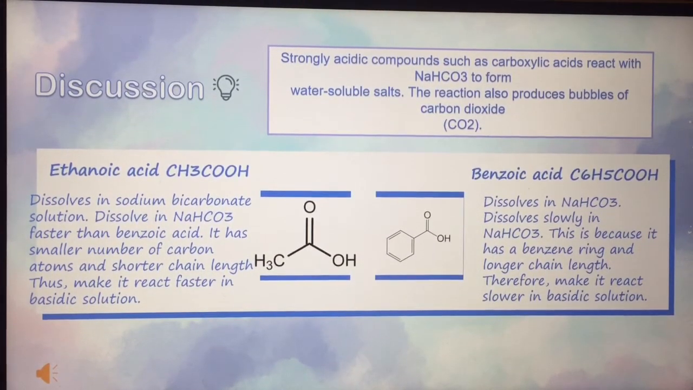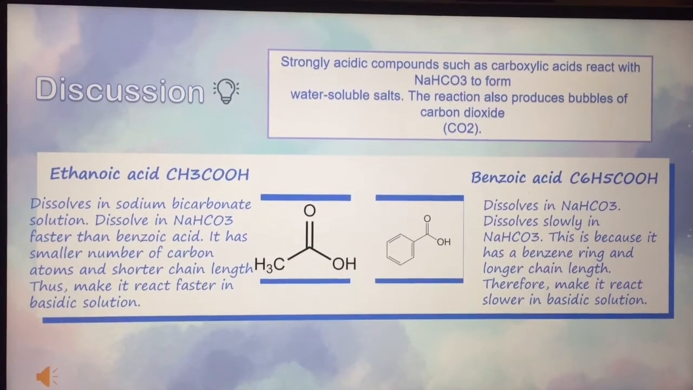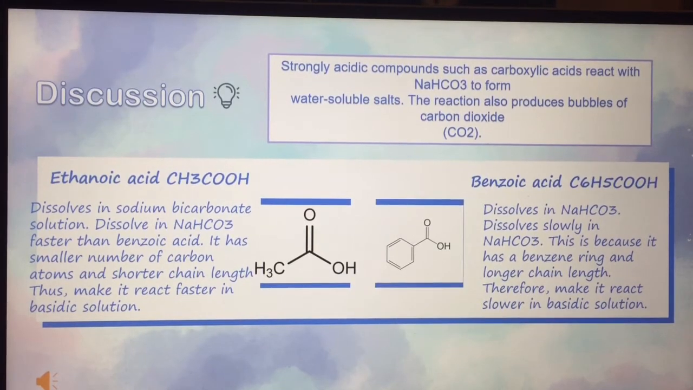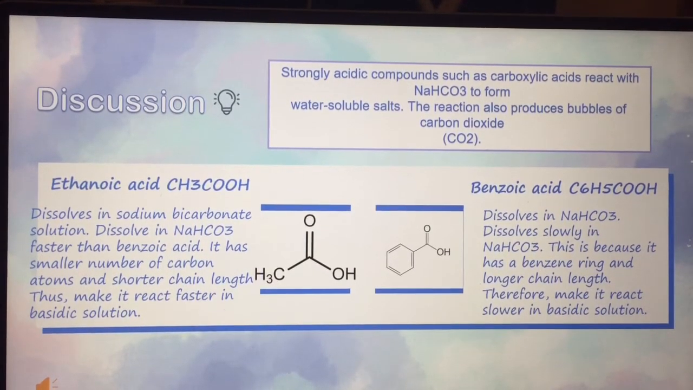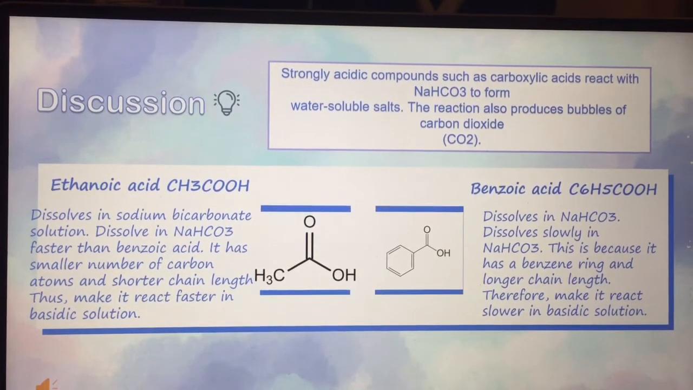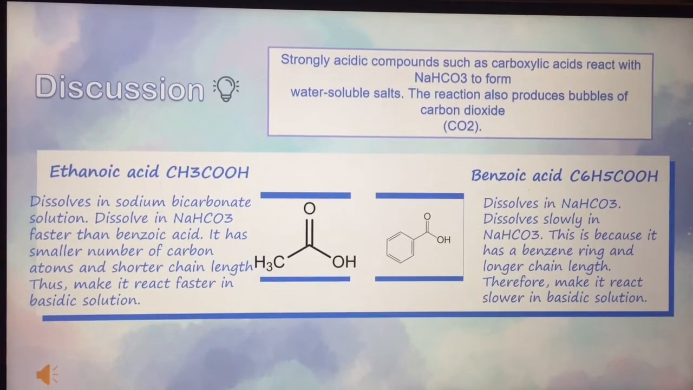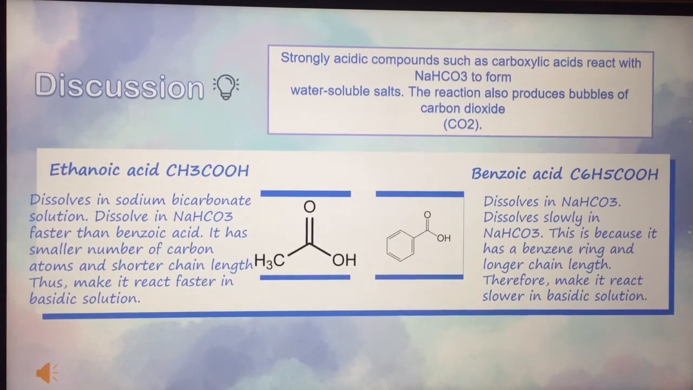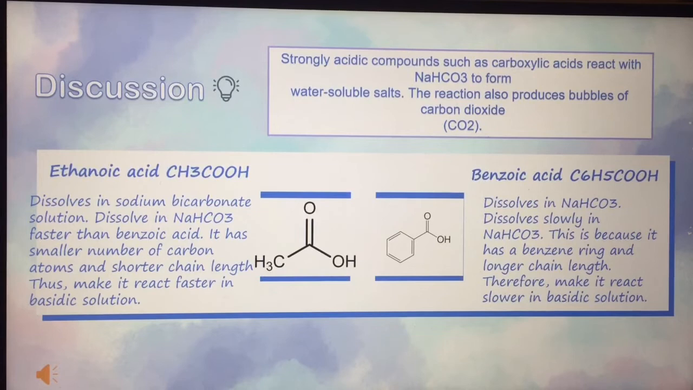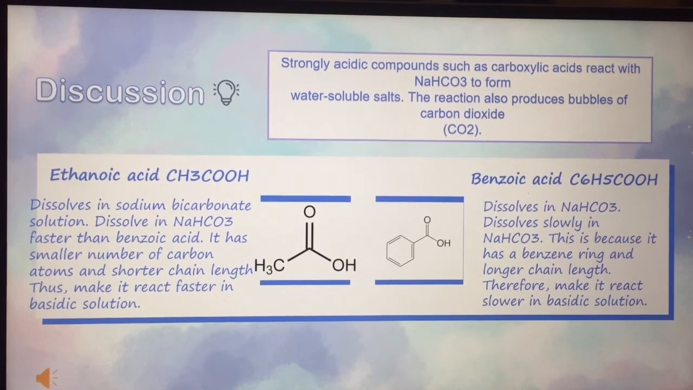Next we are going to the best part, which is the discussion. As you can see, I put a little note beside the discussion, which says strongly acidic compounds such as carboxylic acid will react with sodium bicarbonate solution to form water-soluble salts, and the reaction also produces bubbles of carbon dioxide. So the bubbles that appear in our observation are actually carbon dioxide, and they appear because of the reaction of sodium bicarbonate solution with these carboxylic acids. Ethanoic acid dissolves in sodium bicarbonate solution faster than benzoic acid because, as we can see, the small bubbles appear quicker and a lot more bubbles appear with ethanoic acid when it reacts with sodium bicarbonate solution.